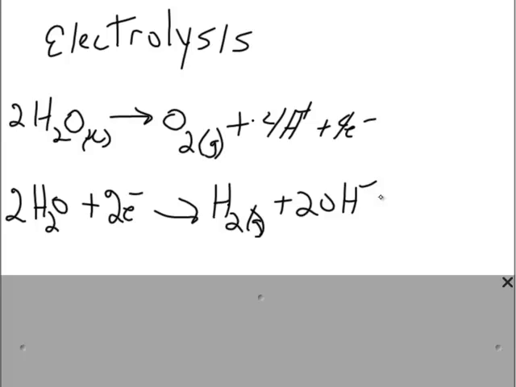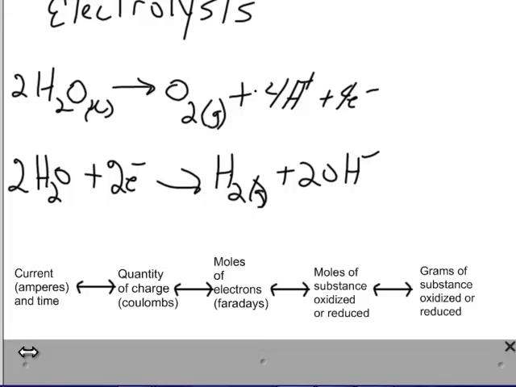Now, this section of the chapter is very math-based. We can think about the math going on here. This is a shortcut diagram of the math that goes on in this chapter. Current, which is amperes, amps, and time is going to lead to the quantity of charge, which is coulombs, which is going to lead to the moles of electrons, which is Faradays, which is going to lead to the moles of substance being oxidized or reduced, which is going to lead to the grams of substance being oxidized or reduced. So if I've got a current, I can figure out grams. Or, conversely, if I want to get that many grams, here's what current I need. That's the kind of math that's in this chapter.